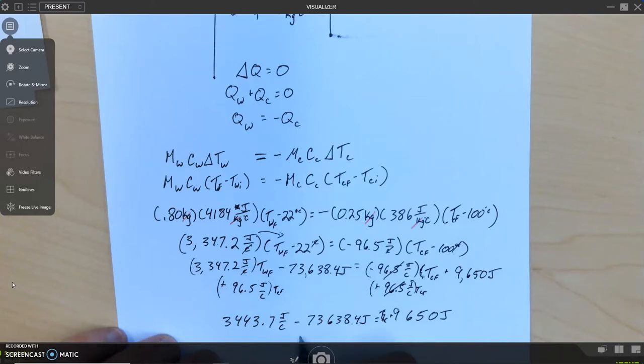Work this out. We add 73,638.4 to both sides. Those cancel out. And then we divide it by that, and we are left with 24.2 degrees Celsius as our temperature.